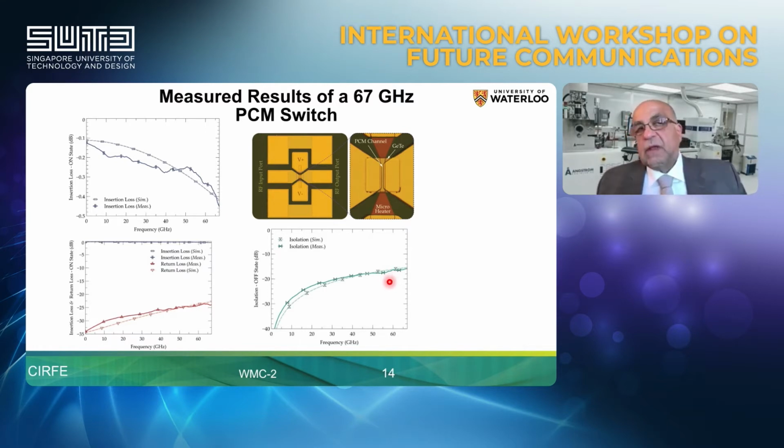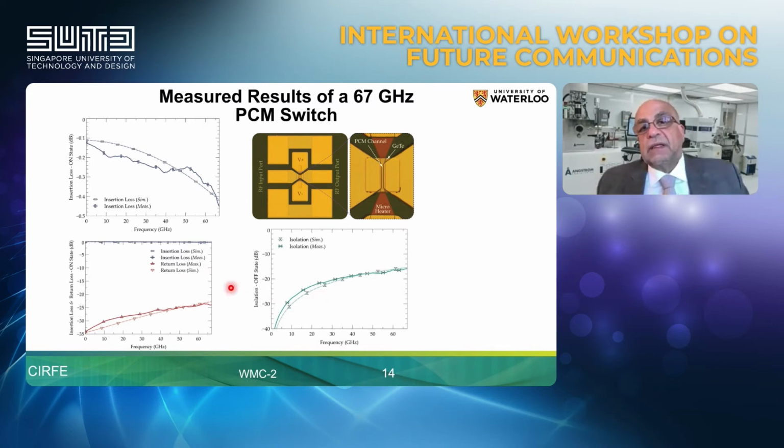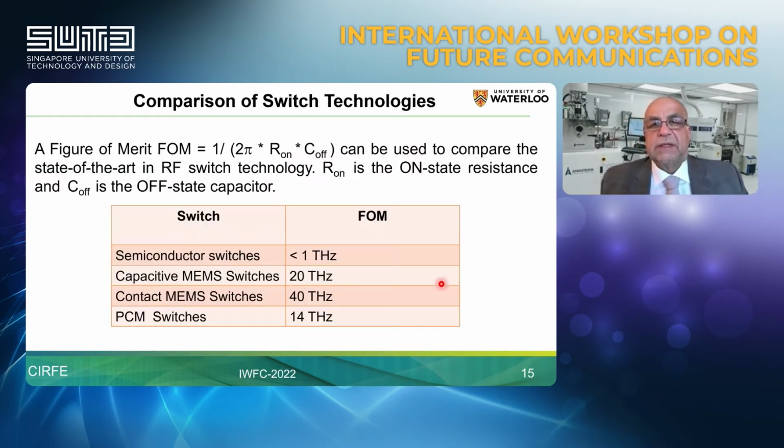Isolation degrades a little bit as you go to higher frequency, but there's a trade-off between actuation and isolation. The isolation is limited because of the proximity of the heater to the RF circuit, so there's parasitic capacitance and all of that. Nevertheless, still reasonably good, close to 18 dB up to 60 gigahertz.